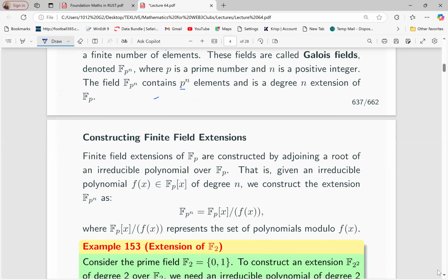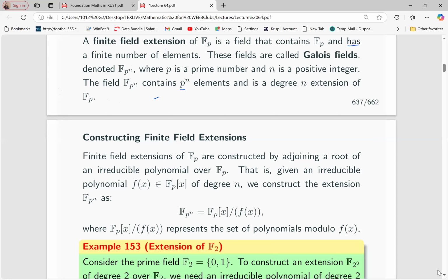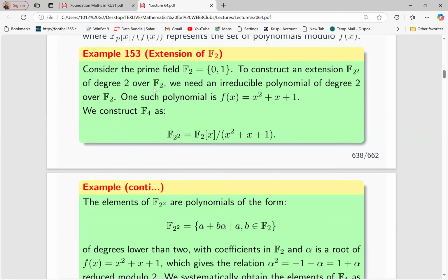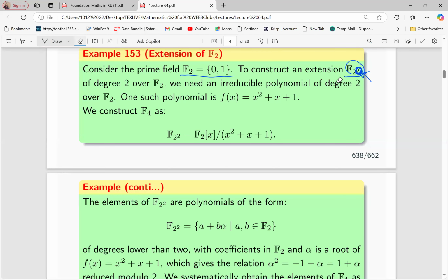Now let's go straight to how we construct a field extension. We've been given this base field, and we've been asked to construct this extension. It means, of course, we'll be using an irreducible polynomial of degree 2. This is where the degree is coming from, this power. It tells me the degree of the polynomial that I'll be using.